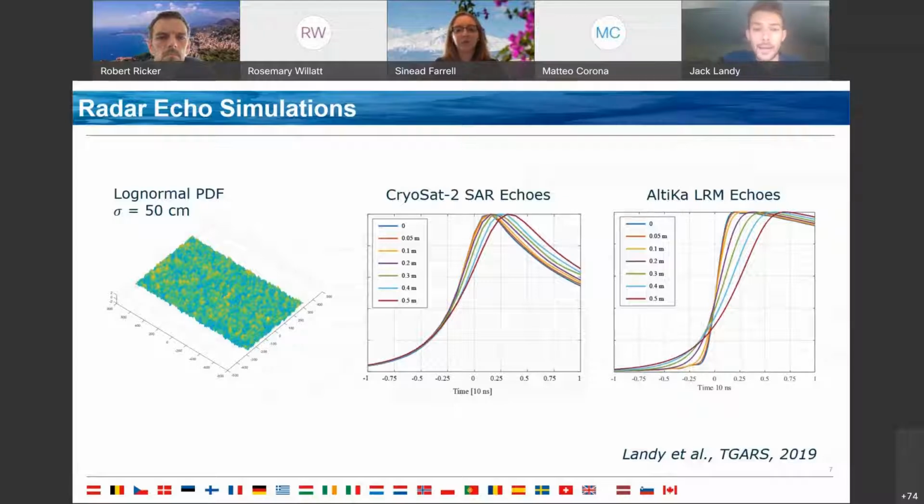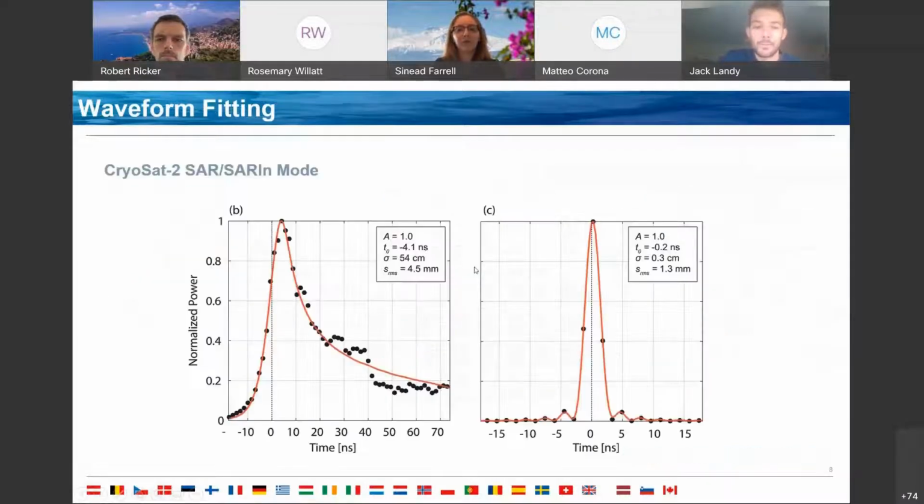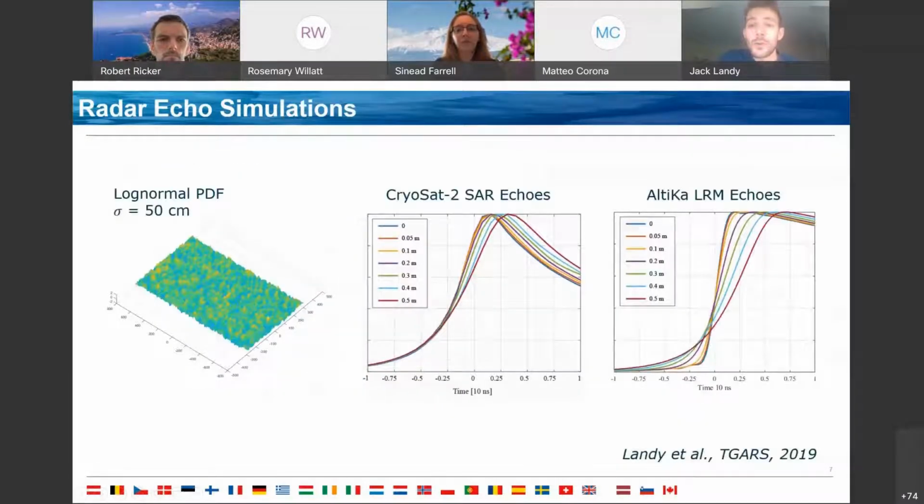And the key thing to note here, which builds on what Nathan was talking about, is that 0 here is our mean level of our sea ice surface. And so the point at which we should be retracking the waveform is where it crosses 0 time here. And you can see that it varies quite a lot depending on the roughness of the surface, both for the CryoSat SAR echoes and for the Antarctica.